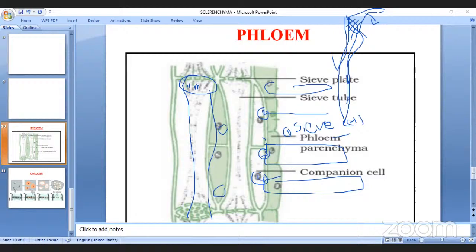Apart from being parenchyma, it is also involved in storage of food material and lateral movement of the transport of the food material. The transport of substances in the phloem requires energy. One or more companion cells attached to each sieve tube provide this energy. It is indirectly involved in transport. It is not given in our book about companion cells.